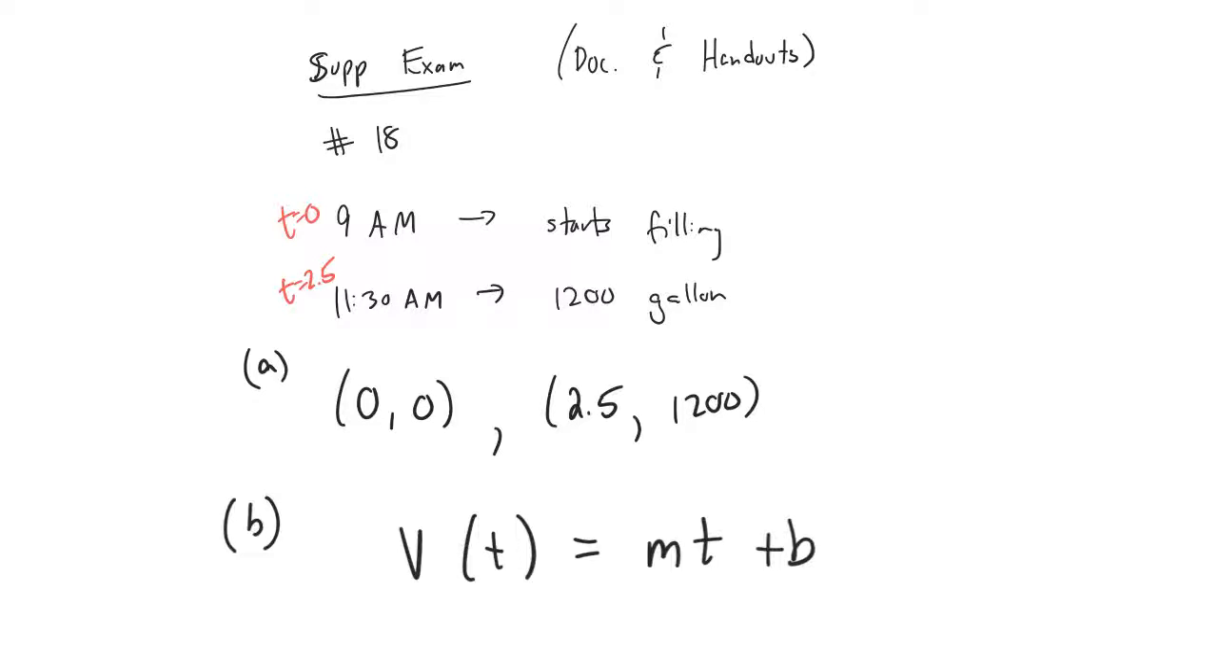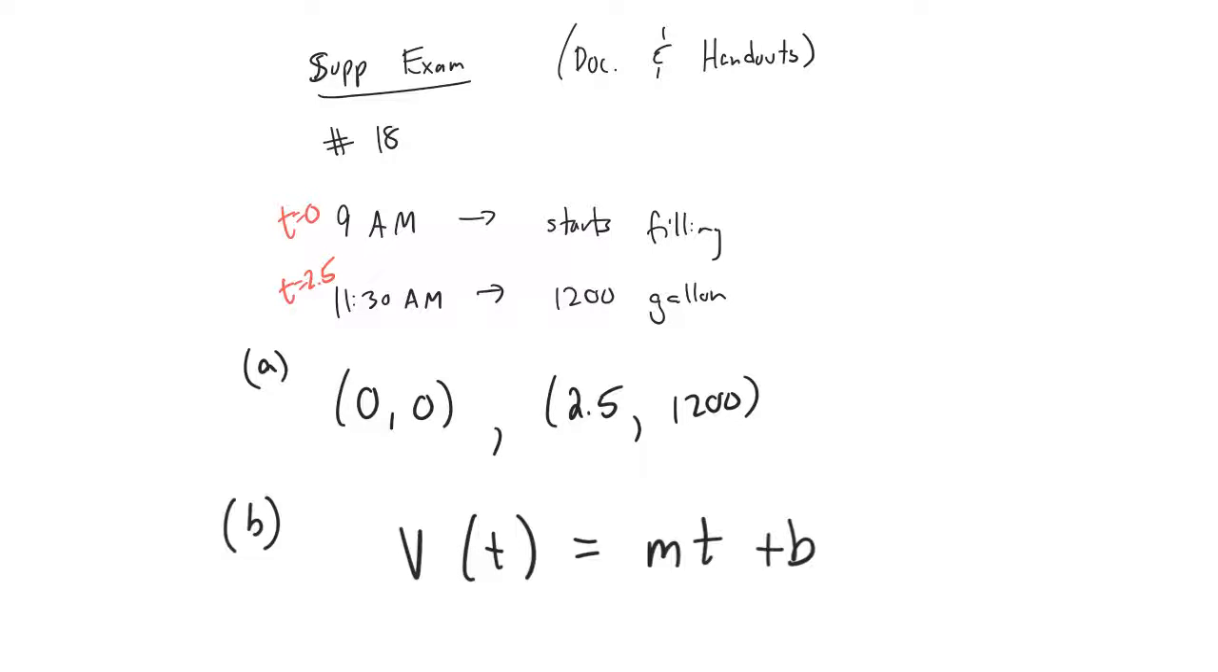So when I want to continue this next part, I look and I ask myself, what's my slope? My change in y is 1200. My change in x is 2.5. I want 1200 over 2.5. That'll give me the slope. I don't even need these because they're both zeros in this case. So 1200 over 2.5.